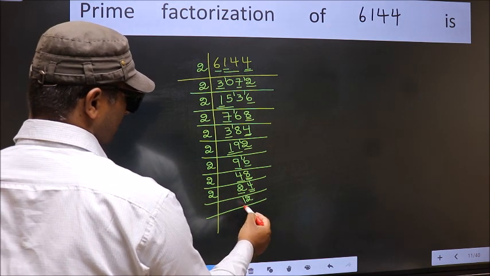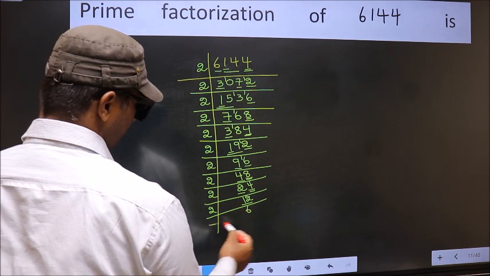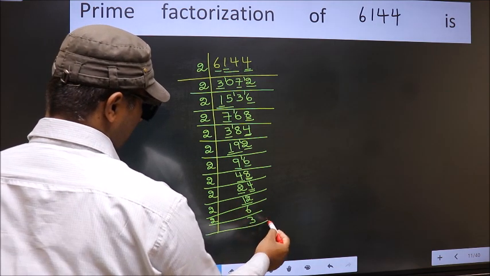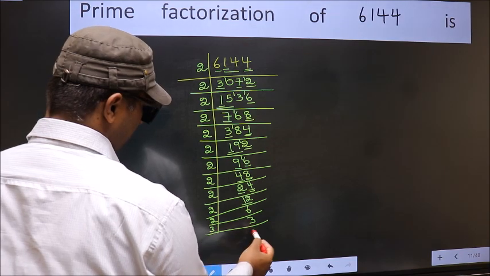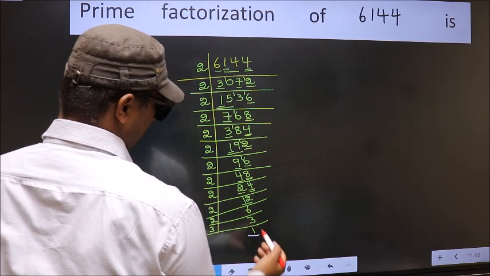2 twos 4. Now here we have 12, 12 is 2 sixes 12. Now we have 6, 6 is 2 threes 6. Now we have 3, 3 is a prime number, so 3 ones 3. So we got 1 here.